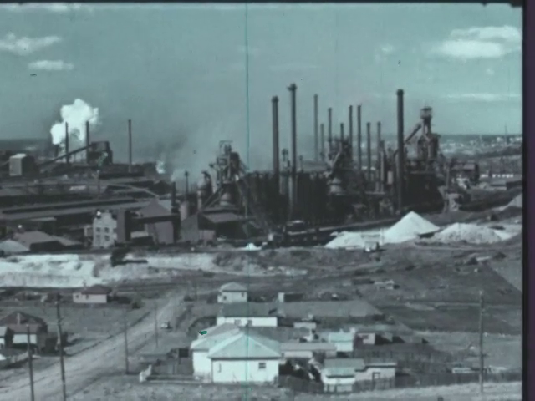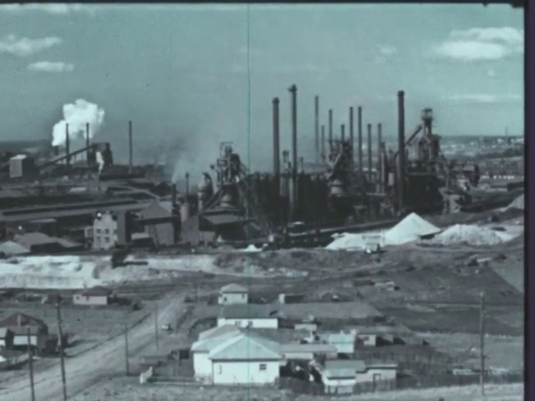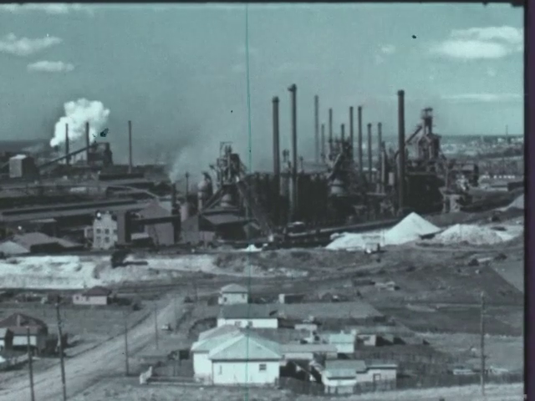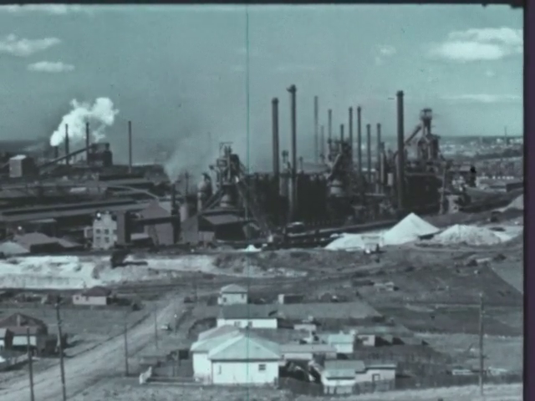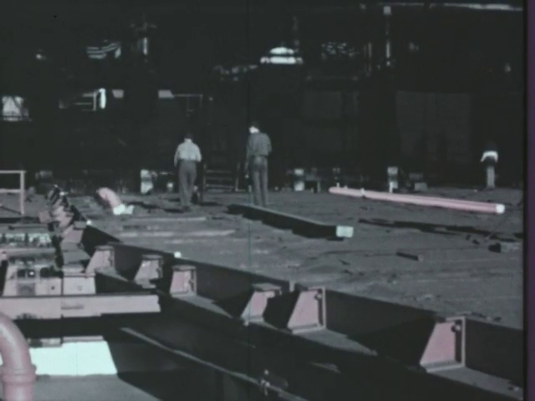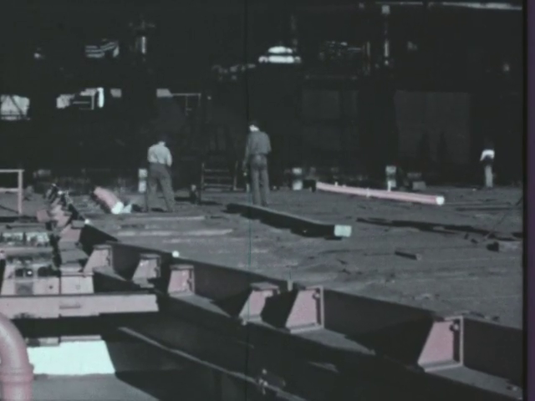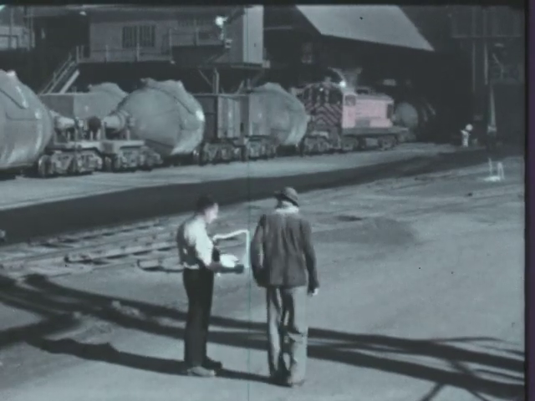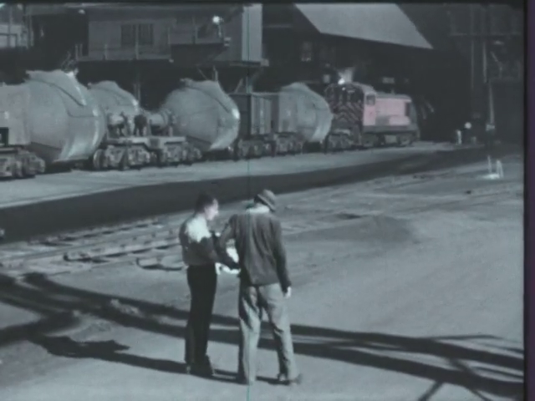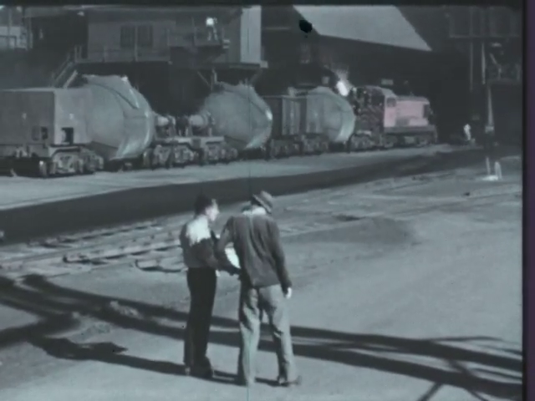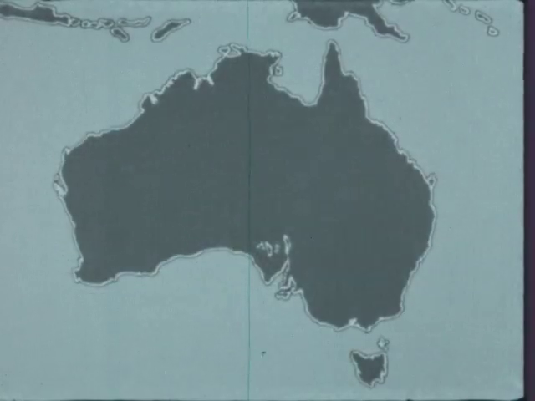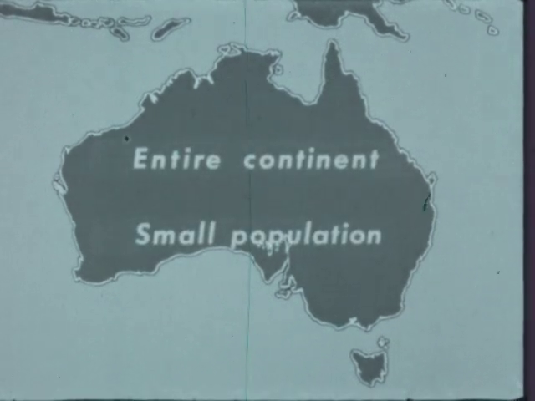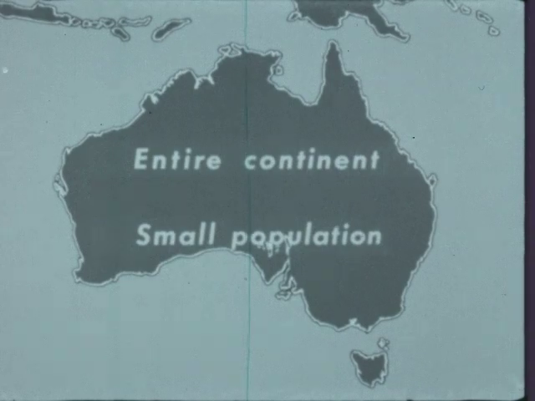In developing their continent, Australians are building industries. The industrial city of Newcastle reminds us of the English mill town of the same name. Australians are working to increase their steel production. Yes, Australia has iron and coal, and there's a big job to be done in developing the resources of our whole continent. So let's remember this. Australia is an entire continent with a small population.